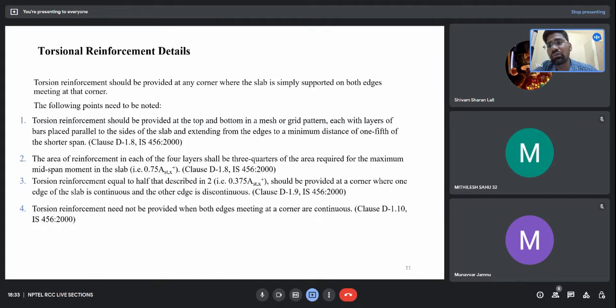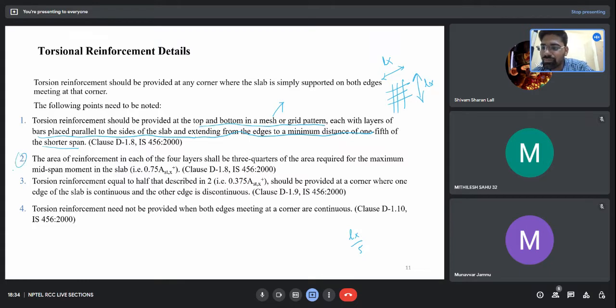So now let's talk about the torsional reinforcement. The first point: torsion reinforcement is provided at the top and at the bottom in a mesh or grid pattern, each with layers of bars placed parallel to the sides of the slab and extending from the edge to a minimum distance of one fifth of the shorter span. The shorter span is Lx, and the torsional reinforcement is provided in the form of a mesh. It will have a length of Lx, each with a layer of bars parallel to the sides of the slab and extending from the edge to a minimum. I hope you understand this.